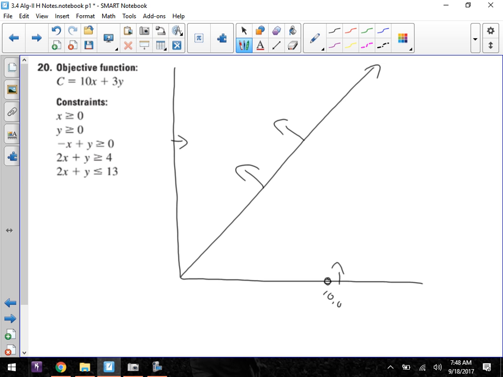Next one, you're set up for quick graphs. You have x and y intercepts, a 2 and a 4. Did it go through the origin? No. So what's 0 plus 0? 0. Is 0 bigger than 4? No. So it's moving outward. I did run into this here, though.